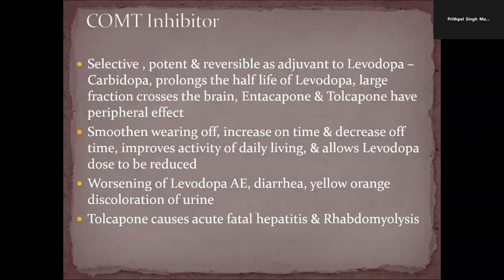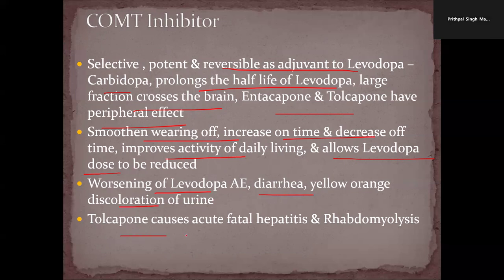Moving to the next category of drugs, the catechol-O-methyl transferase inhibitors, which act on dopamine metabolism. These are selective, potent, and reversible inhibitors. They prolong the half-life of levodopa, and these drugs offer benefit. So what it will do is take care of the end-of-dose effect. It will reduce the activity of COMT and allow levodopa to act. It could lead to worsening of the dyskinesia effects, diarrhea, and yellow urine.